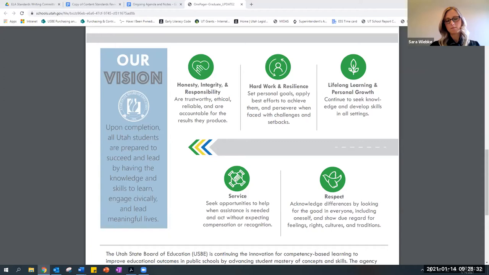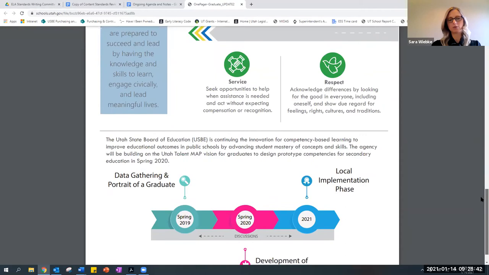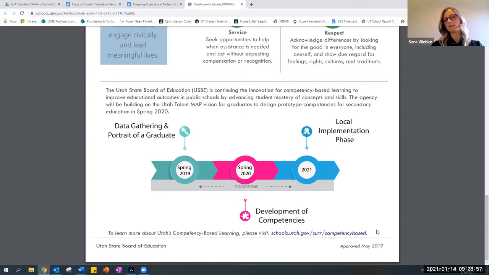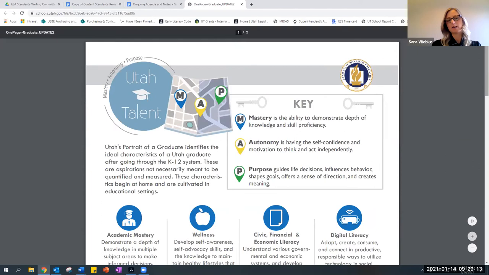All right, hopefully you all got a chance to look at that. This is really something that we are focusing towards, and you'll notice down here below, we have the development of competencies. If you want to know a little more of that fine-grained detail, you're welcome to visit our competency-based site to learn a deeper knowledge of these. But you'll notice the local implementation phase is beginning in this year that we're in right now. You've probably seen it before. If you haven't, I just wanted to give you a little shot of that so you could see what we're going towards as far as what we want Utah students to be graduating with, what specific key areas and characteristics we think would really make an ideal graduate from Utah.